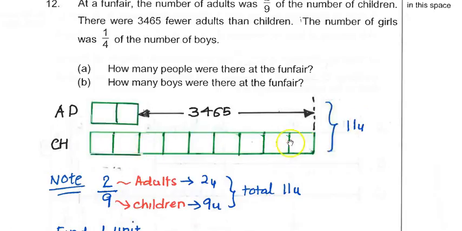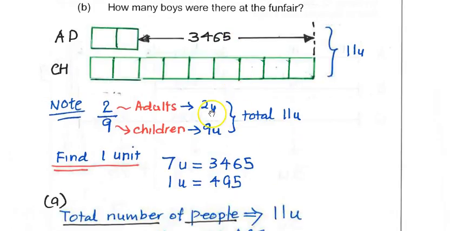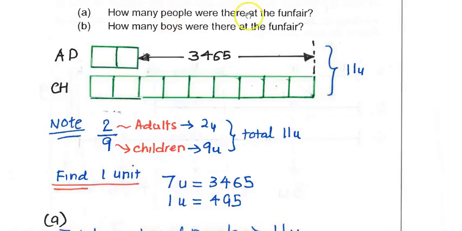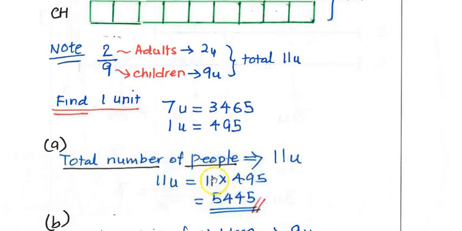This part here, the difference, is 7 units, which is 3,465. So 7 units is 3,465. 1 unit is 495. What is the question? How many people were there at the fun fair? I have found 1 unit, which is 495. The total number of units in the fun fair is 11. So it is 11 times 495. This is the total number of people, adults and children, in the fun fair.